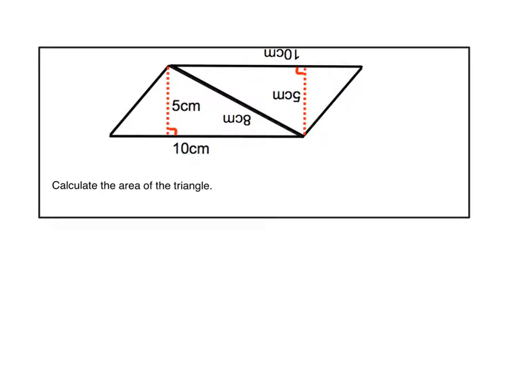Well, this looks familiar. It's a parallelogram. And we know how to find the area of a parallelogram. So area of a parallelogram is just base times perpendicular height.